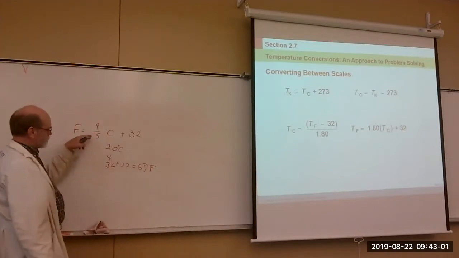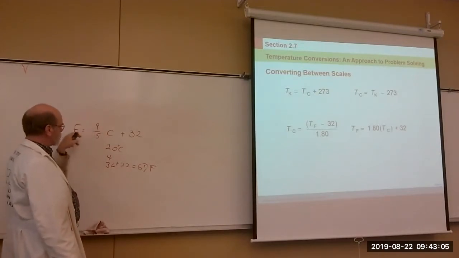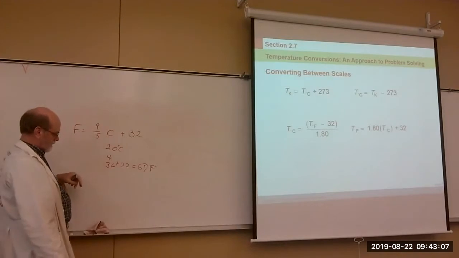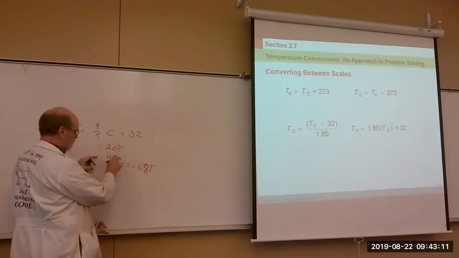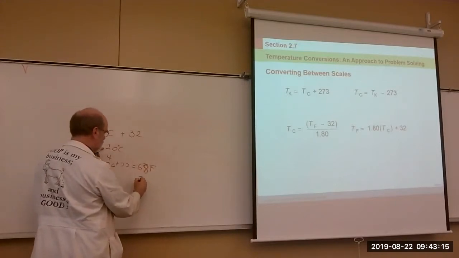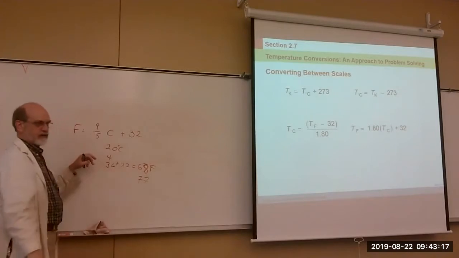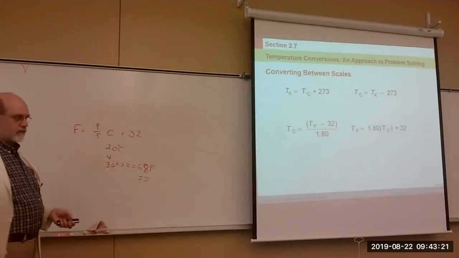Then, for every 5 degrees change in centigrade, you get 9 degrees change in Fahrenheit. So if 68 is 20, then if I go up 5 degrees here, I have to go up 9 degrees there. So that's 77. So 25 is 77. So I can estimate just like that, quick.